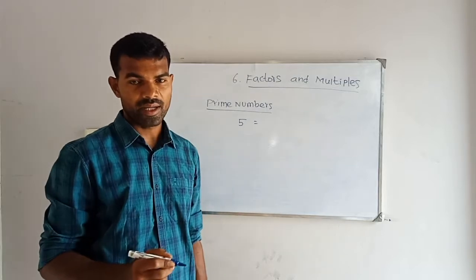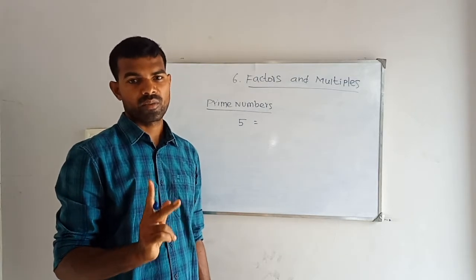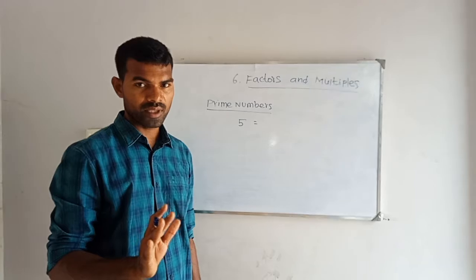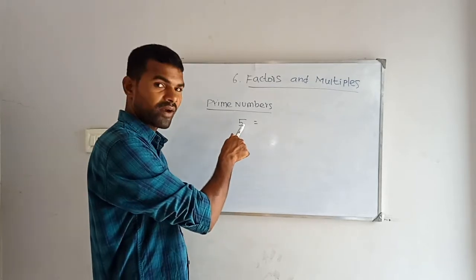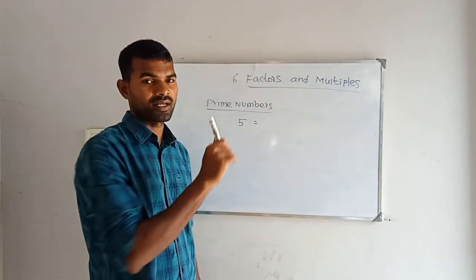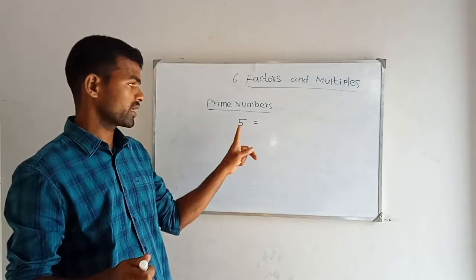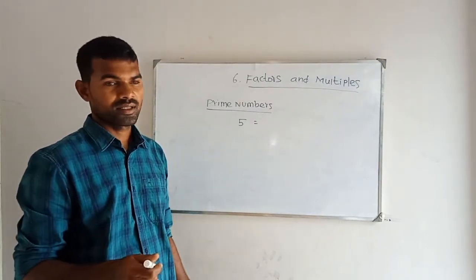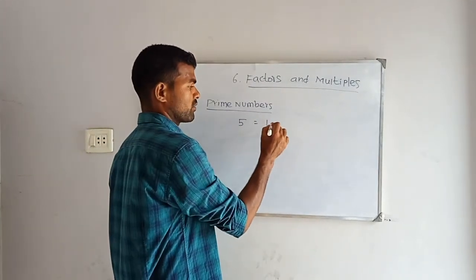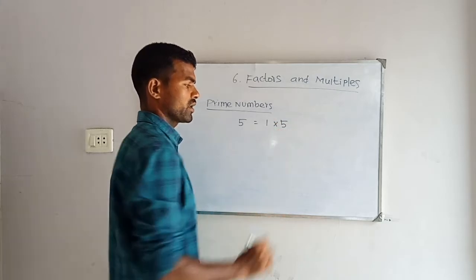When we multiply any two numbers, we have to get the number 5. What are the two numbers that give 5? 1 multiply 5, how much? 1 multiply 5 is 5.